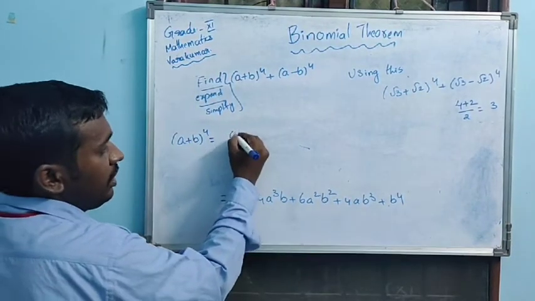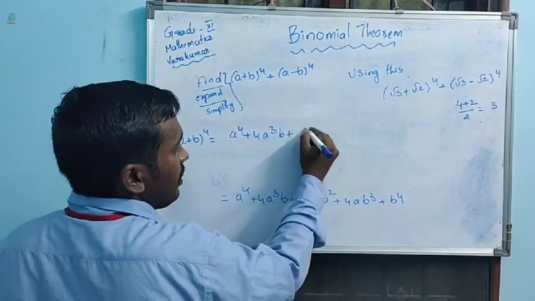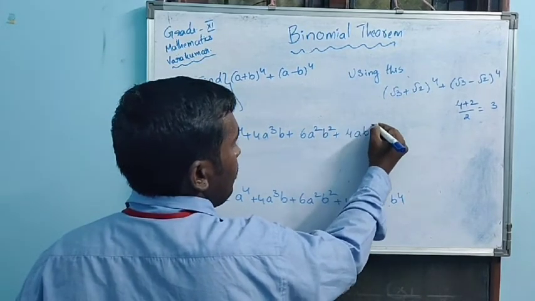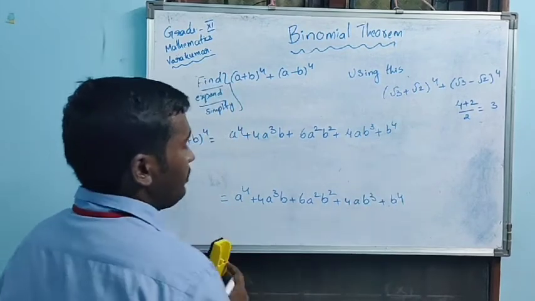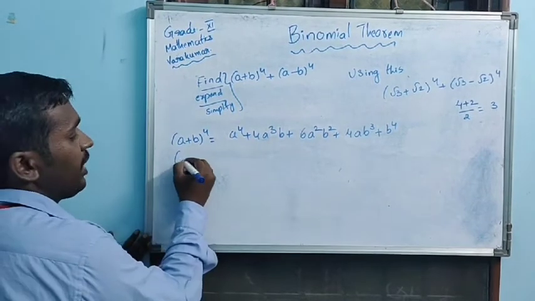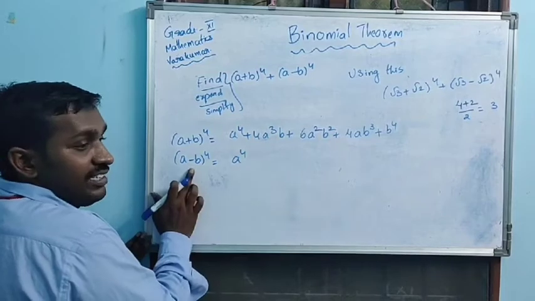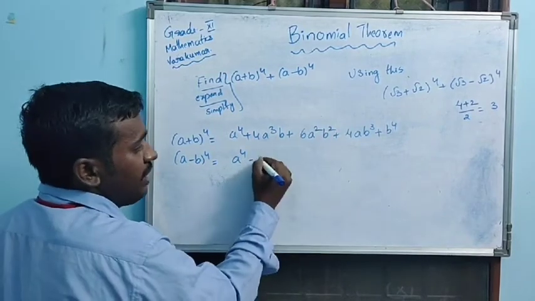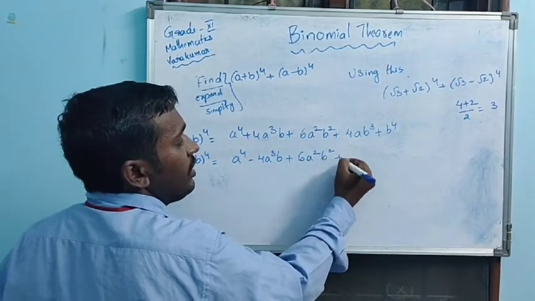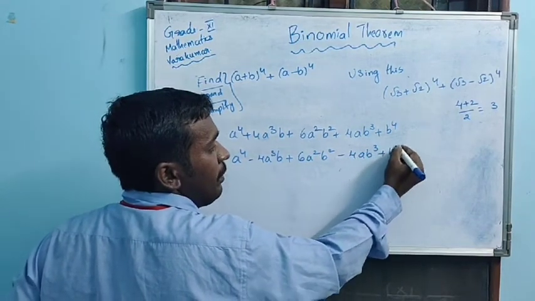So what is the expansion? a power 4, 4 a cube b, 6 a square b square, 4 a b cube plus b power 4. The next one, (a minus b) whole power 4. So what is it? a power 4, and here alternately minus will come: minus 4 a cube b, 6 a square b square, minus 4 a b cube plus b power 4.